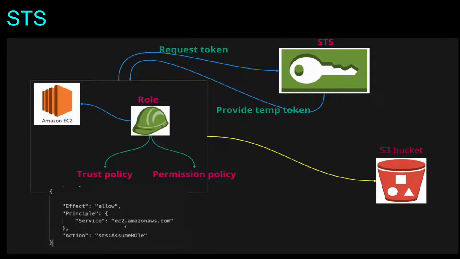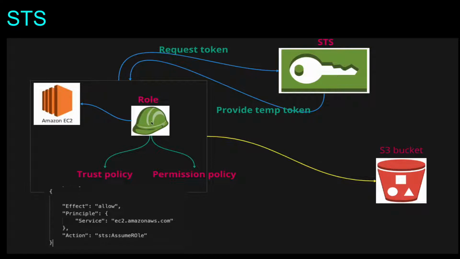For example, let's say Lambda wants to access something, we need a new role or the same role. The service will be Lambda on AWS. So that is what happens.